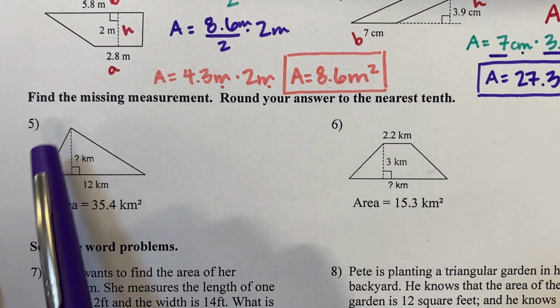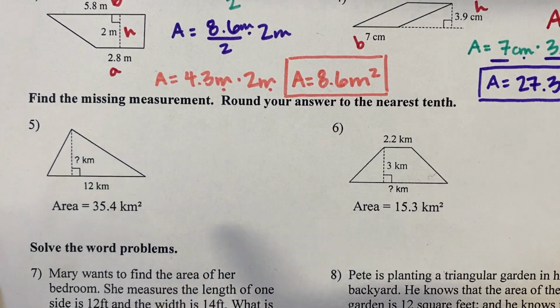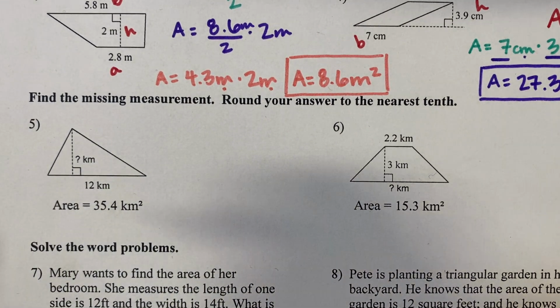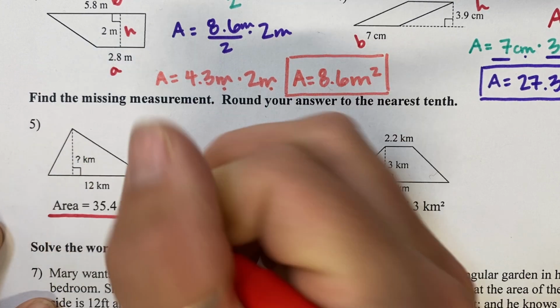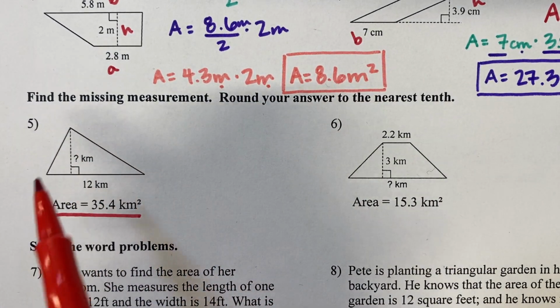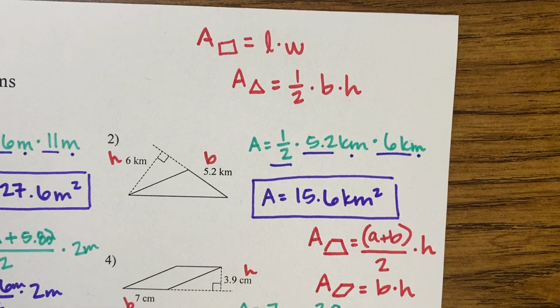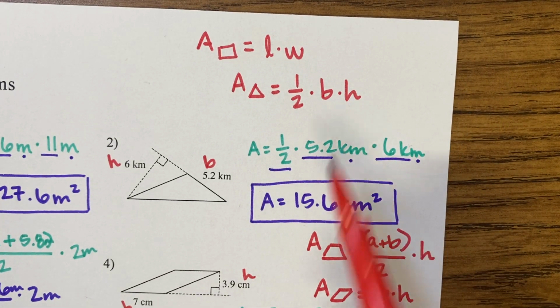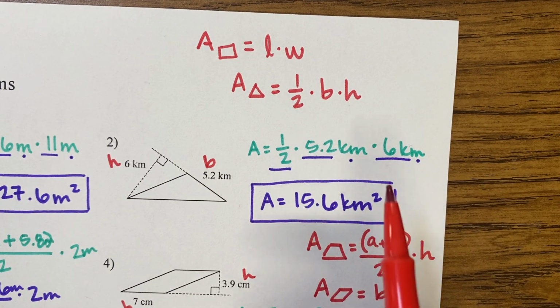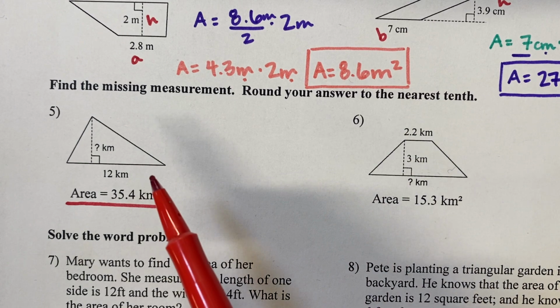Let's look at numbers 5 and 6. So our directions are telling us to find the missing measurement, okay? So notice it already gives us our area, okay? So we're almost working backwards. It gives us our area, and first of all, let's identify what shape this is. Number 5 is a triangle, and for triangles, we need our base and our height. And then we multiply it by 1/2.